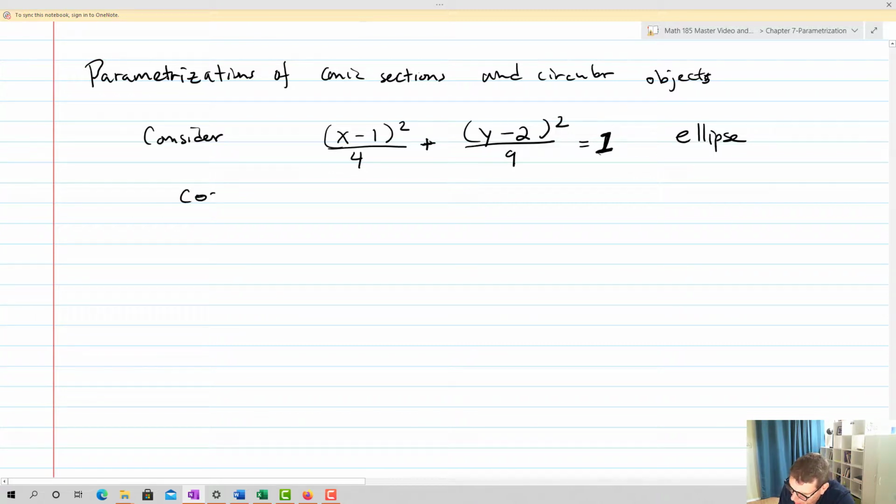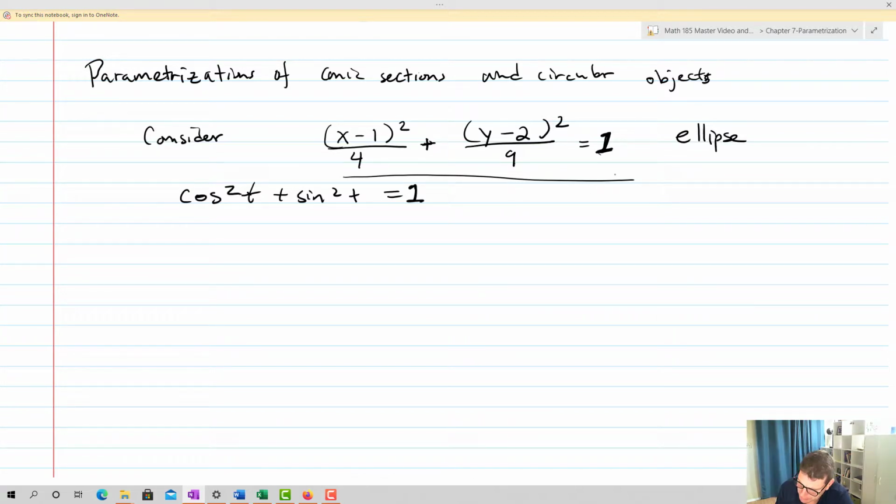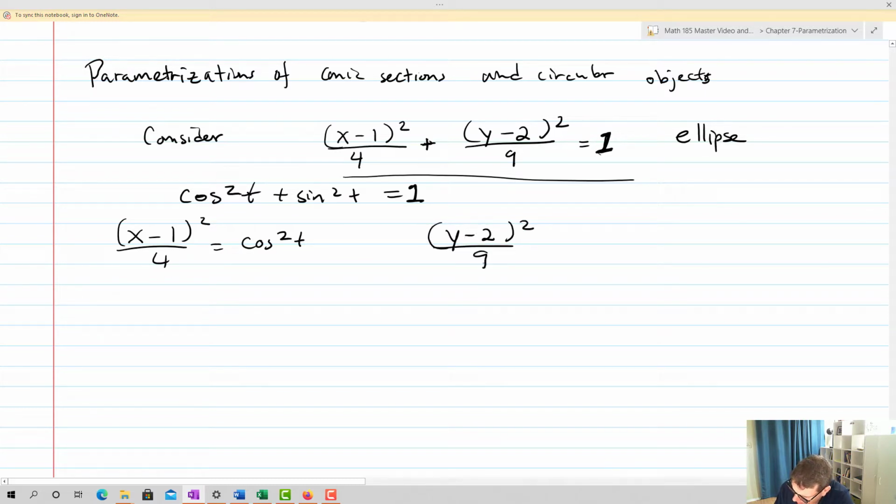So what we know is that cosine squared t plus sine squared t is going to end up equaling 1. So I'm going to use that fact and the fact that this is written in this form in order to translate my equation into a valuable parametrization. I'm going to let (x minus 1) squared over 4 equal cosine squared t, and I'm going to let (y minus 2) squared over 9 equal sine squared t. And then all I'm going to do is solve for x and solve for y.